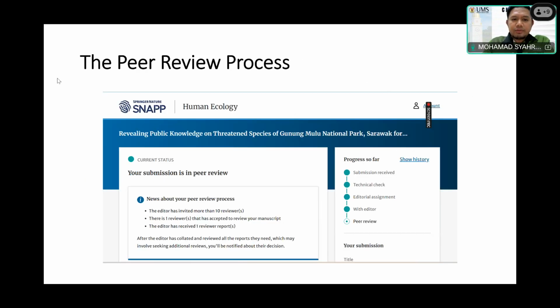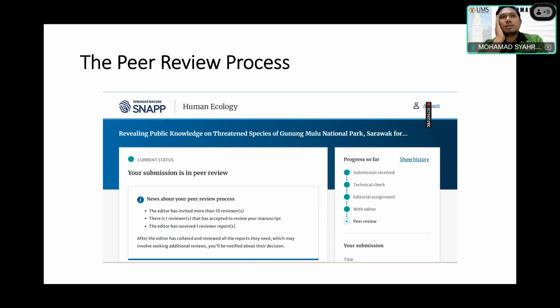Okay, this is the feature that you can see if you are familiar with the Springer Nature system. So this is the thing that lets you know, oh, my paper is at what stage. You can see how transparent this publisher is, right? So the big publishers like Springer and Elsevier are quite transparent. At the moment, news about your peer review process: the editor, yeah, more than 10 reviewers have been invited, only one reviewer has accepted to review, and finally one editor has received one review report. Only one. So we can know the status of our paper.